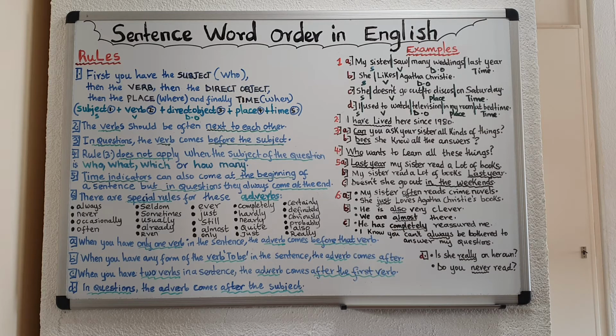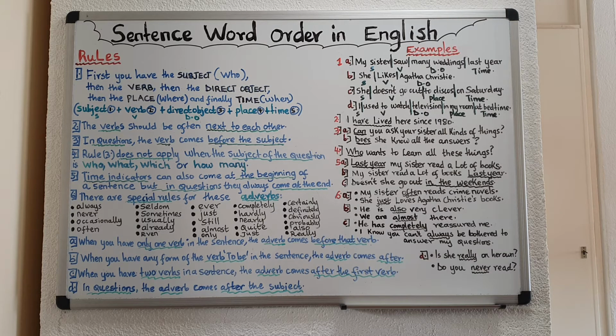Okay, it is an object. It is what receives the action. I used to watch television. So the television is watched. Okay. In my room is the place. And at bedtime is the time. Okay, so place is where something is happening, where it's taking place. And time is when. And obviously the verb is the action. And the subject is the person who's actually doing the action.